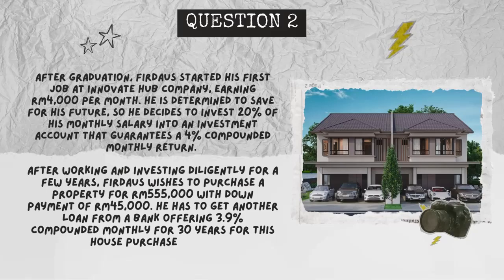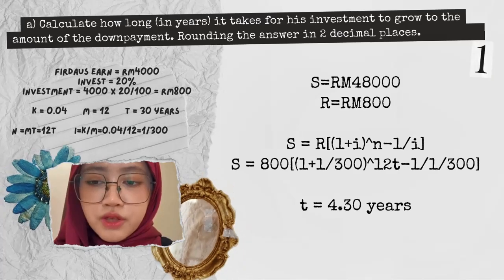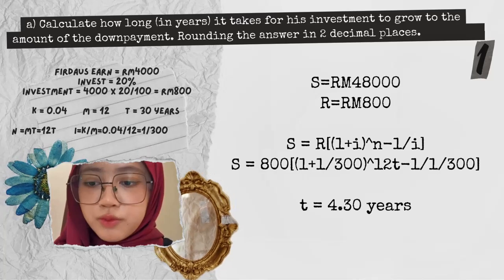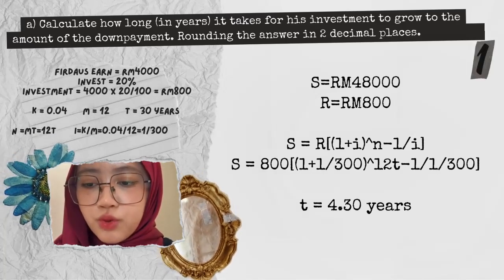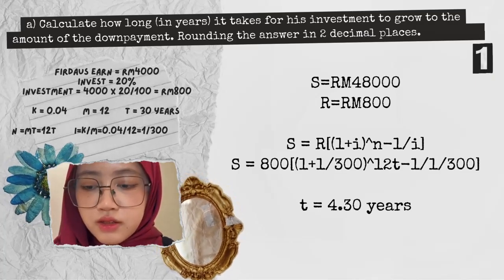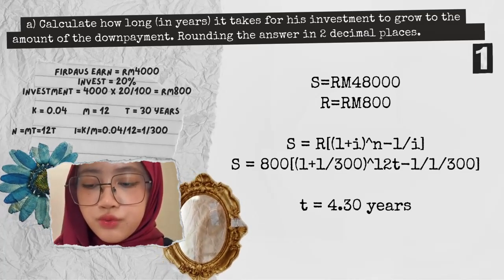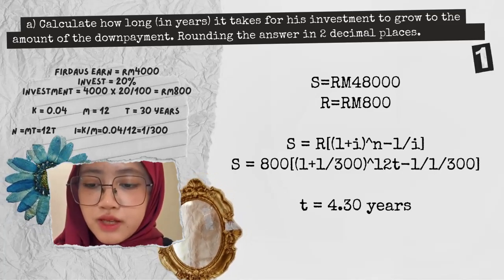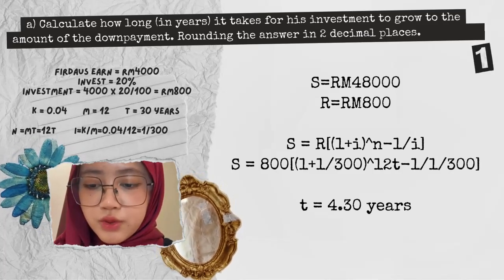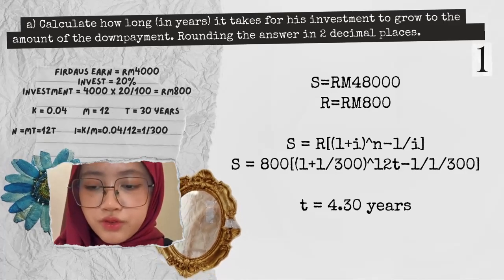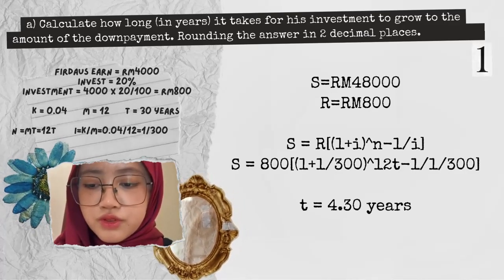For A, calculate how long in years it takes for his investment to grow to the amount of the down payment, rounding the answer to 2 decimal places. By using the formula S equals R times ((1 plus I) to the power n minus 1) over I, fill in the numbers: S equals 48,000, R equals 800, I equals 1 over 300, n equals 124, and the answer is 4.30 years.